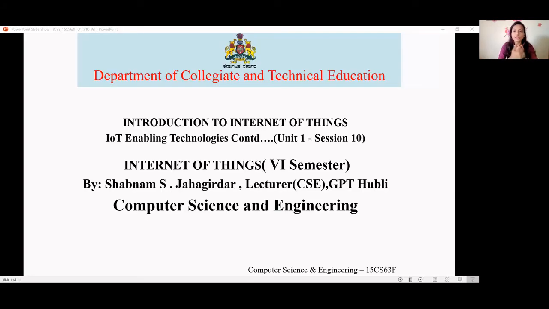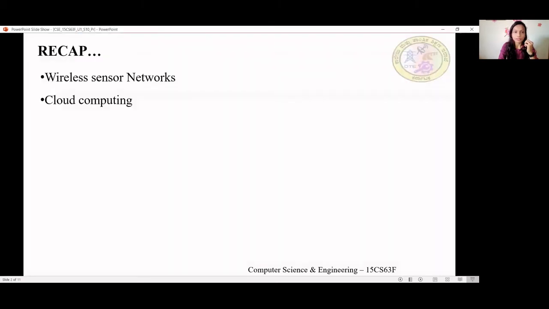Is the PPT visible? Yes. So today we will be continuing with chapter 1, session 10, the first chapter, that is IoT enabling technology. The PPT you are able to see, no? Yes or no? Yes, ma'am. So last class we saw wireless sensor network and cloud computing.